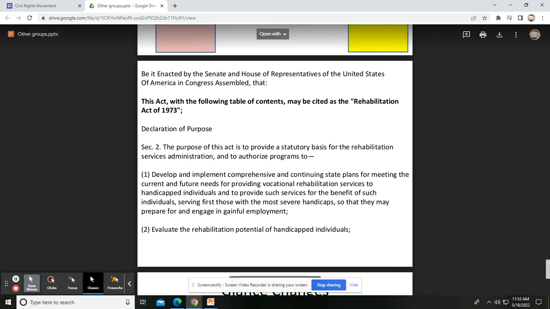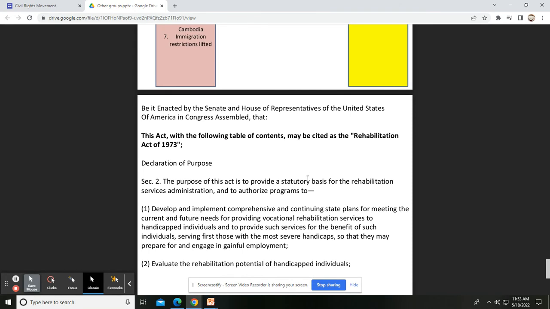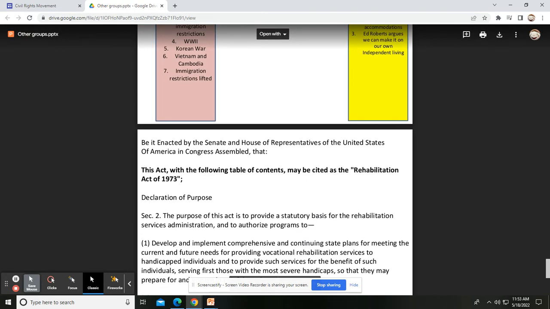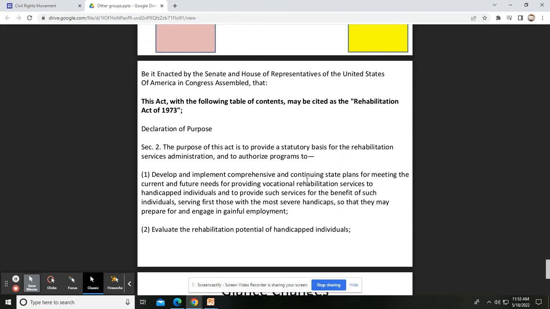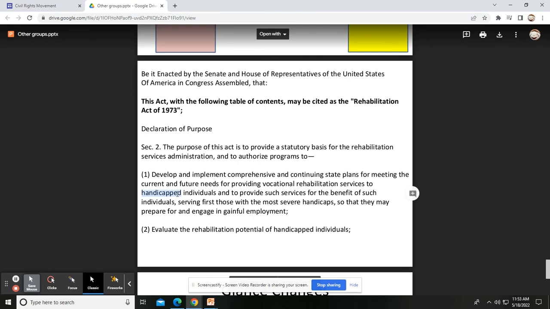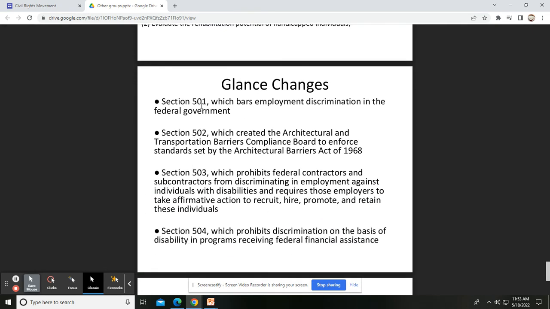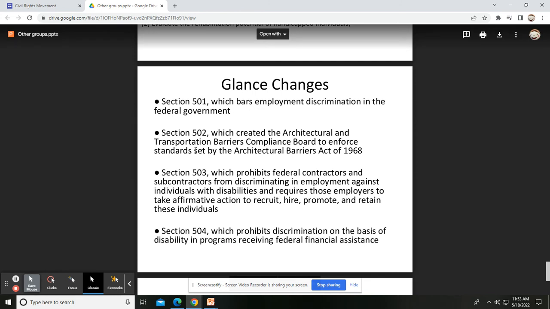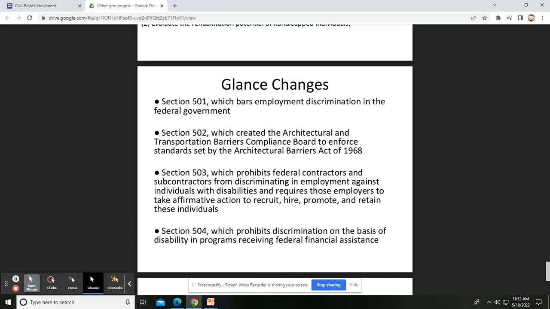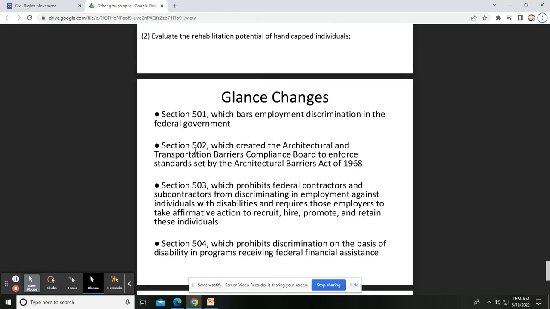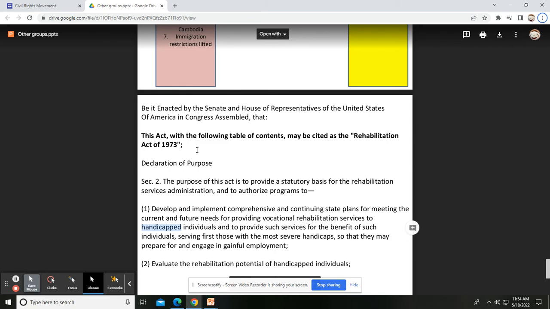Last group we'll be looking at is the disability, putting that in quotes, civil rights movement. And here we see legislation passed in 1973, this Rehabilitation Act, that is going to look at discrimination for people with medical conditions. At a glance, 501, employment discrimination, and then we see 502, which is looking at things like ramp access. So it's pretty simple. I mean, things like ramp access prior to this would be totally allowed.